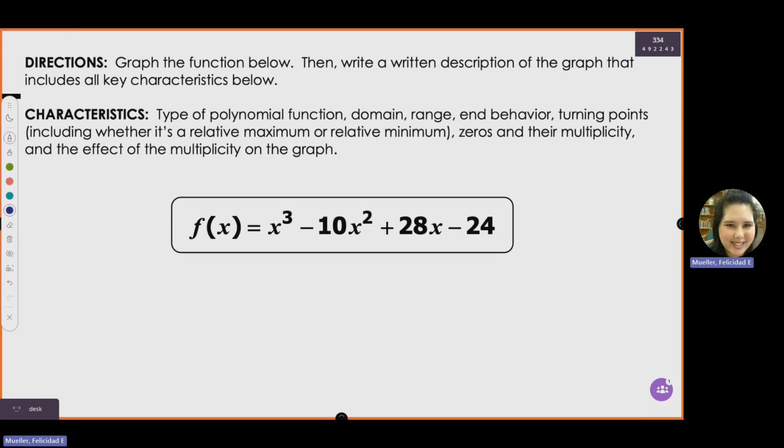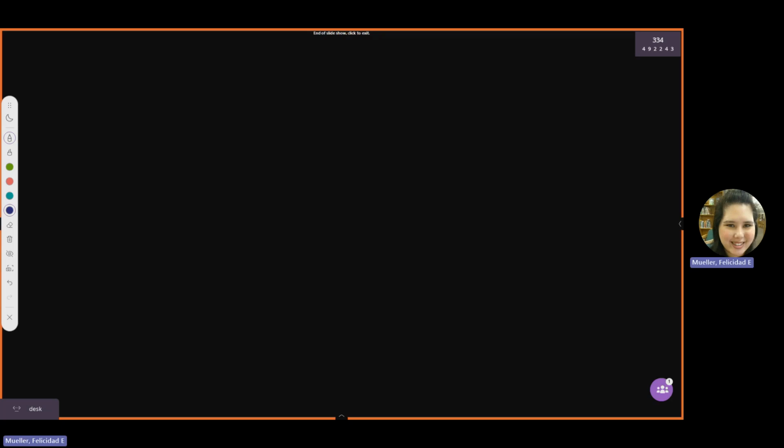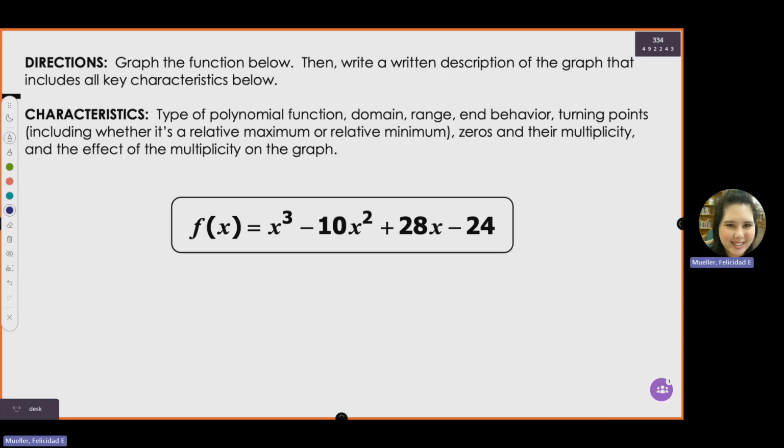So you do have a DOL: go ahead, graph this function and tell me the type of function it is, the domain, range, end behavior, turning points, relative min, max, zeros. So you can go ahead and give that a shot and then come ask me about that one, or if you would like to check it later on, you can. But I guess we can go over it really fast. All right, so hopefully that was enough time for you to try it. If not, pause the video.